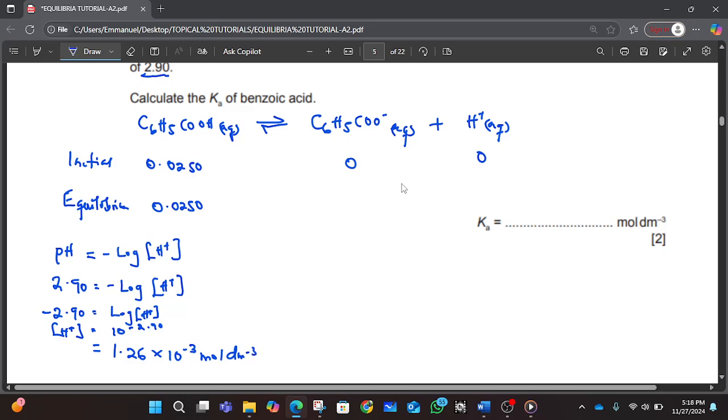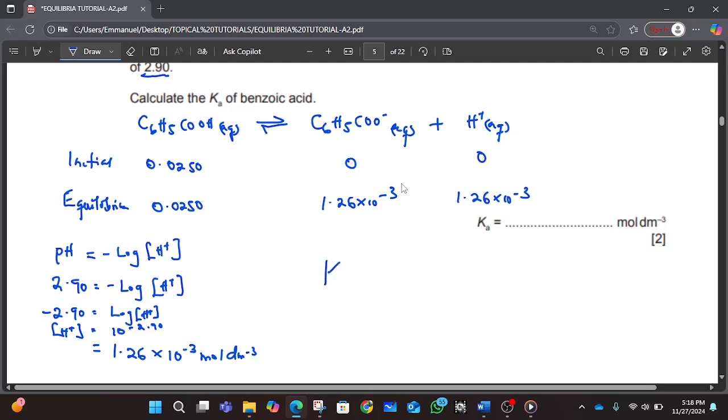So back to this, the concentration of H plus at equilibrium is 1.26 times 10 power minus 3. And since the mole ratio between the benzoate ion and the H plus is 1:1, their concentrations are also the same, so at equilibrium, this will also be 1.26 times 10 power minus 3.